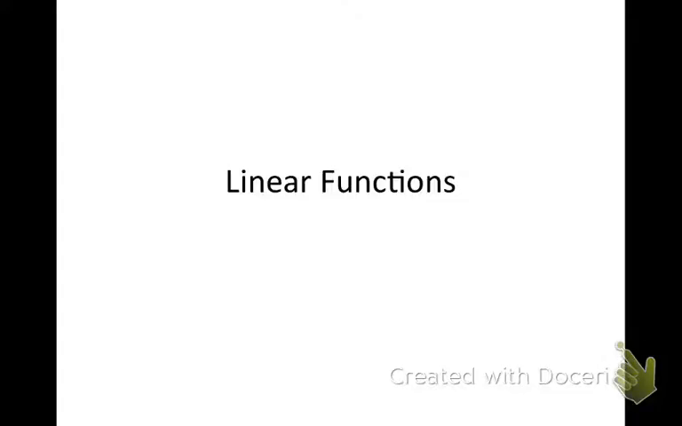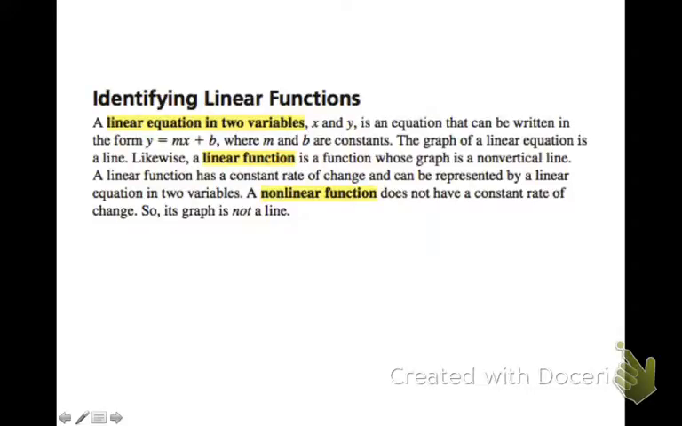This is Lesson 2 in Chapter 3, Linear Functions. A linear equation in two variables, x and y, is an equation that can be written in the form y equals mx plus b, where m and b are constants. We recognize this as the slope-intercept form. The graph of a linear equation is a line.